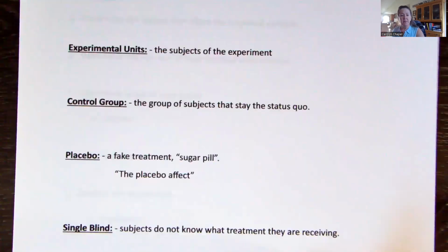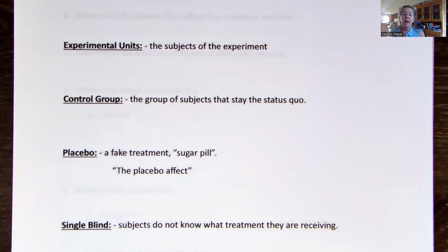A placebo is another term that is sometimes used, and a placebo is like a fake treatment or a sugar pill, so to speak. So if the status quo is to not get anything, we want to make sure that this control group doesn't know that they're the control group. You know what I mean? We don't want them to say, oh, I'm not getting anything, so I'm not going to get better. We want to make sure that everybody feels like they're in the same boat. So a lot of times we will give a fake treatment to these people.